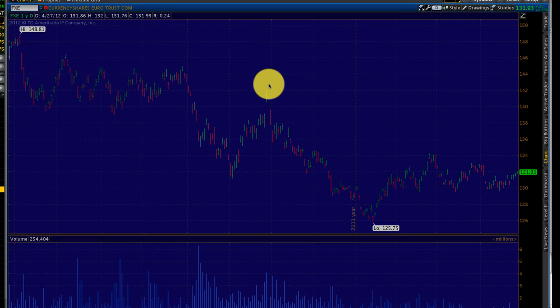So here we see that the Euro is currently trading at about $131.93. So this is the FXE. And if you look at a 1-year chart of the FXE, we can see that it hit a high last year in May of about 148. And since then, the euro has been on a downtrend. Whenever you see a chart from the top left to the bottom right, you know that's a clear downtrend. The euro is on a long-term decline against the US dollar.